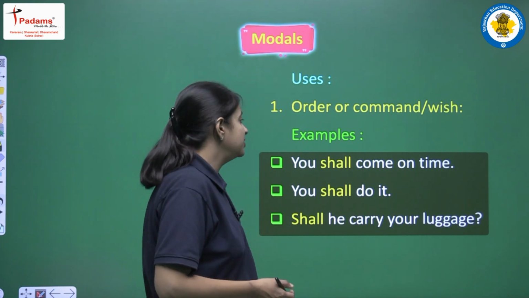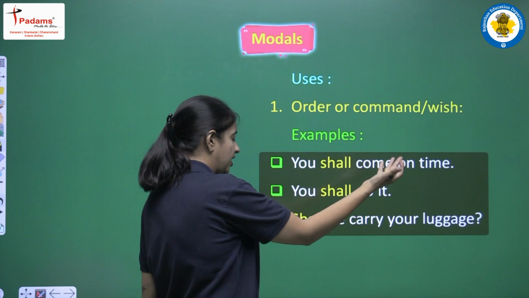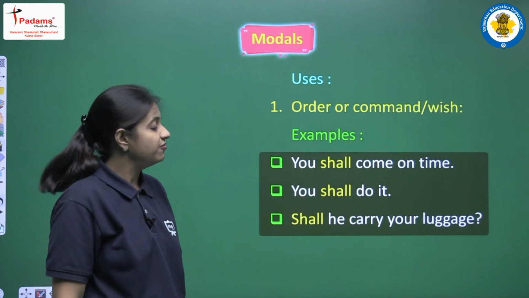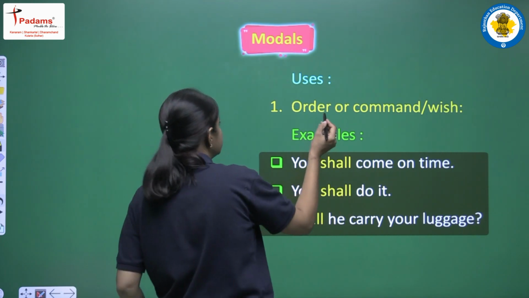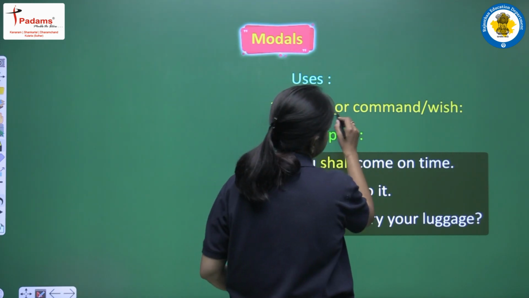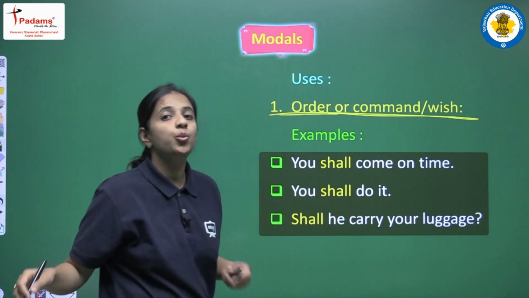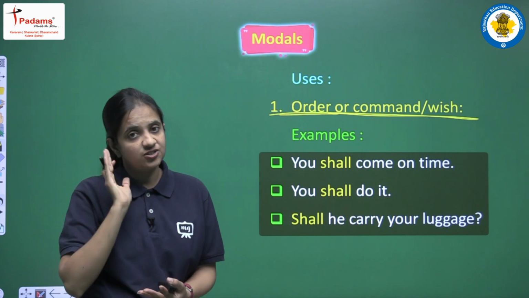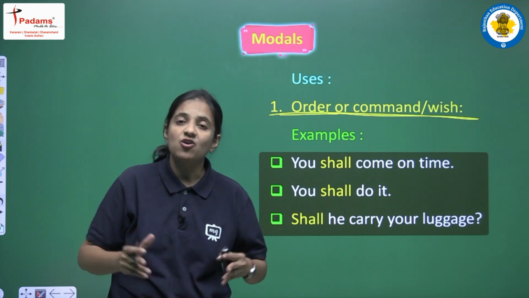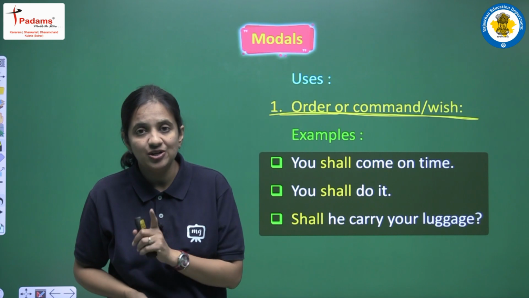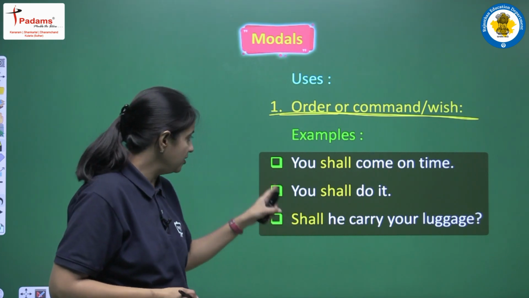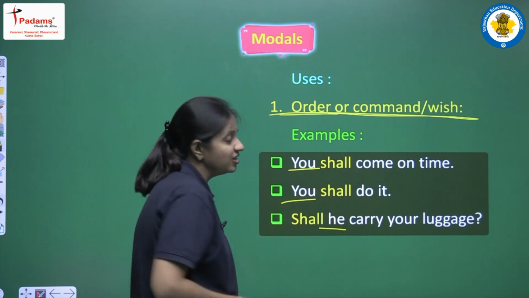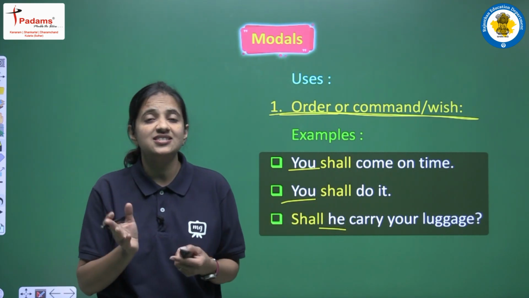So let's read the examples. You shall come on time. You shall do it. Shall he carry your luggage? So if in a sentence we have these moods, we are giving an order, we are giving a command, or we are showing a wish, at that time we can use shall and will as modals, but just be careful. We have to use them according to this rule, that for I and we we use will, and for all the other subjects, like here we have you and he, we use shall, right?